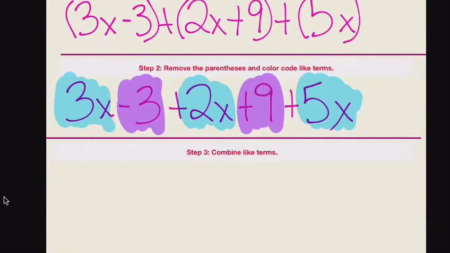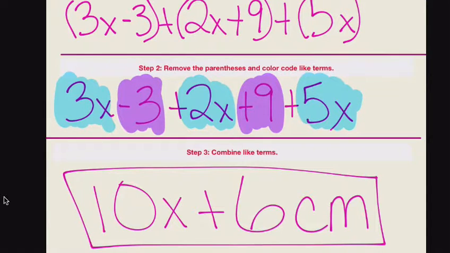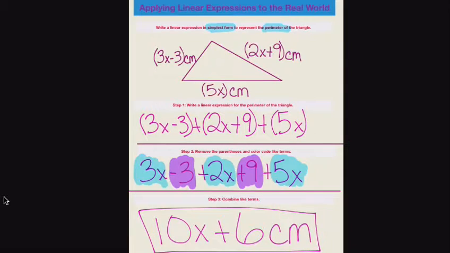And we're going to go ahead and combine our like terms. 3x plus 2x is 5x, plus 5 more x is 10x. Minus 3 plus 9 is plus 6. So we get 10x plus 6 centimeters is the perimeter of the triangle in simplest form.